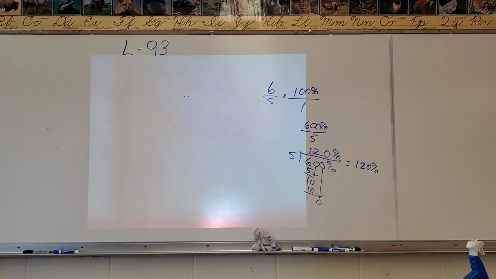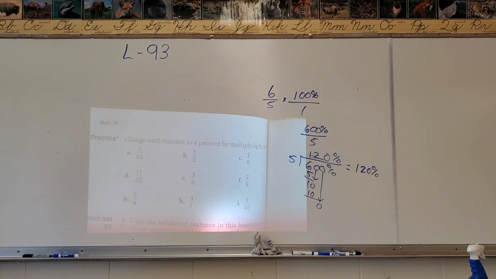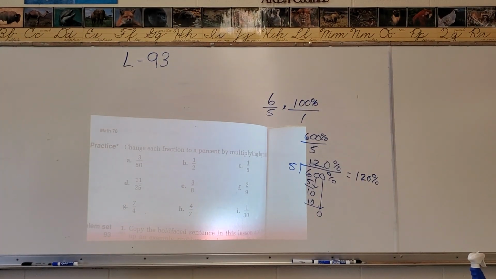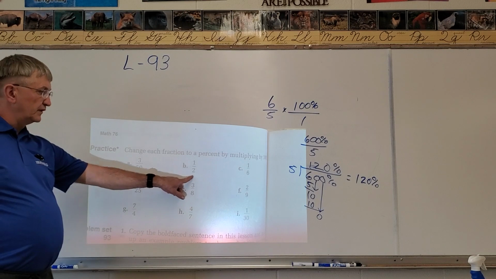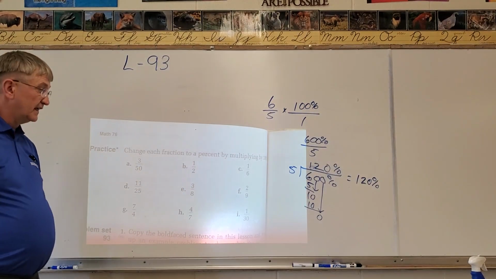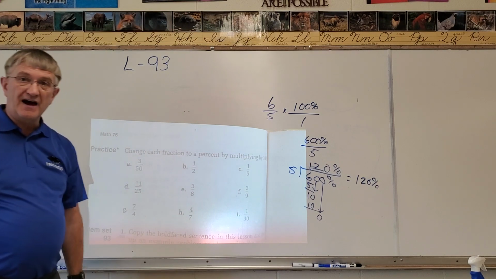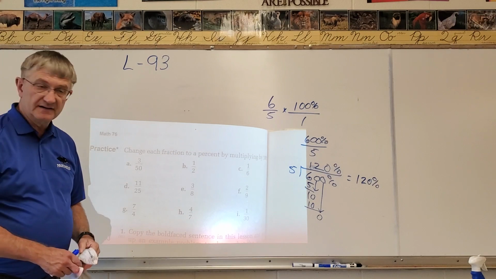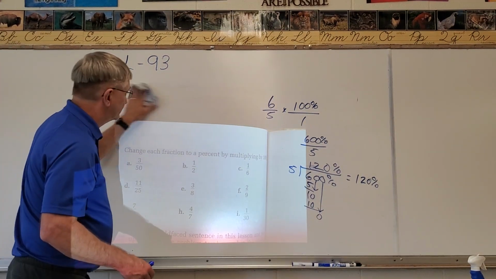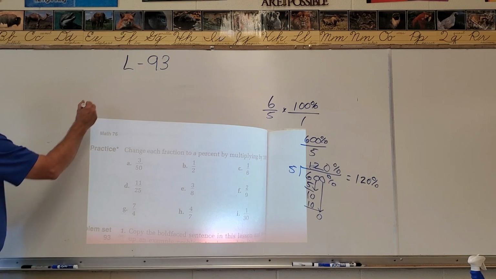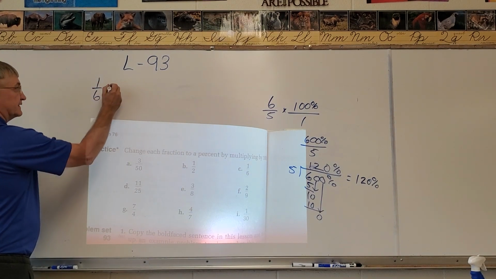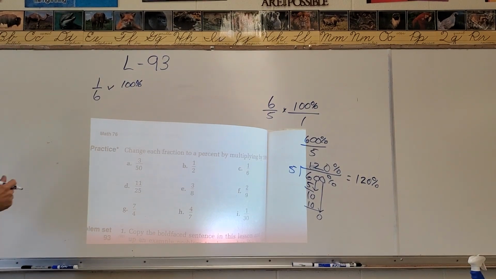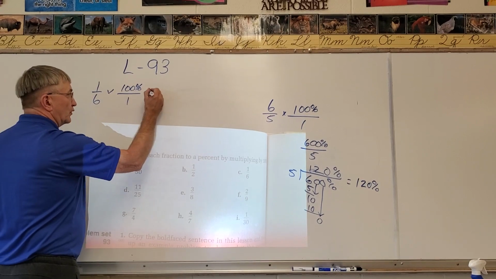And we're going to look at the practice problem just a little bit right here. Here is what I'm going to do. These right here are pretty self-explanatory. You can probably figure these out in your head. Some of them, though, like C, you cannot, because there's nothing you can do. You have to use this process. All right, so we have 1/6 times 100%, and that's over 1.